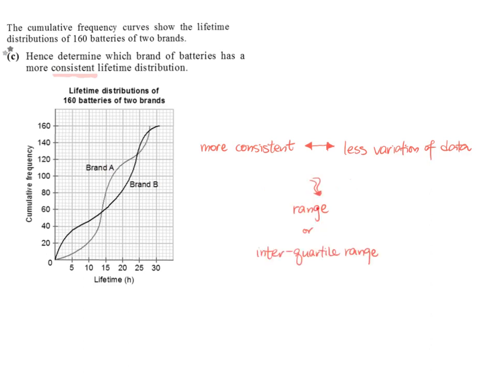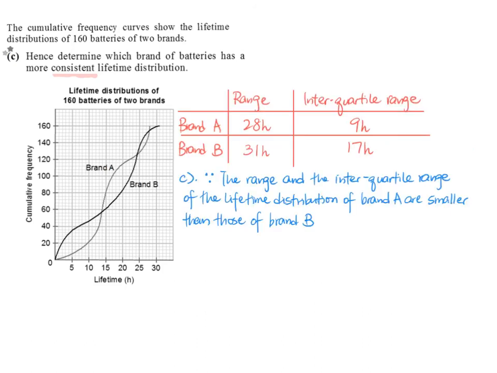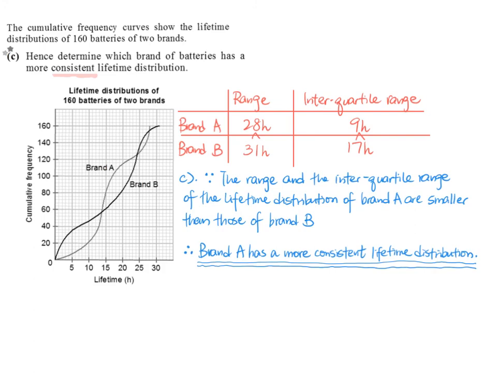And so we want to look at the range or the interquartile range. When you look at the range, you're actually considering the entire data, every single data piece. When we look at the interquartile range, we are focusing on the middle 50% of the data between Q1 and Q3. Why? Because we want to avoid the outliers, right? You see that both the range and the interquartile range are smaller for brand A. And so brand A definitely is more consistent.